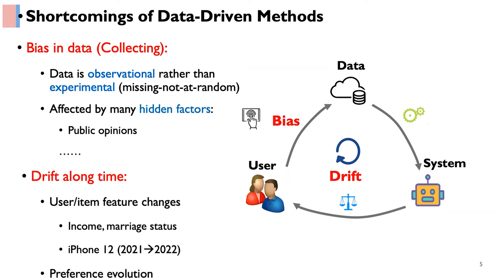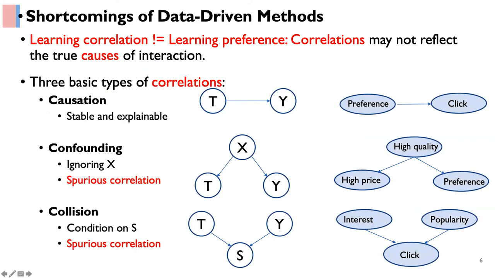So the recommender model faces this drift, and at the same time, user preference also drifts. So blindly learning data correlations will face these issues. That is to say, for the current data-driven recommender models, learning correlation is not equal to learning preference. For researchers who are familiar with causality, we believe the key reason for this phenomenon is that correlations may not reflect the true causes of interaction.